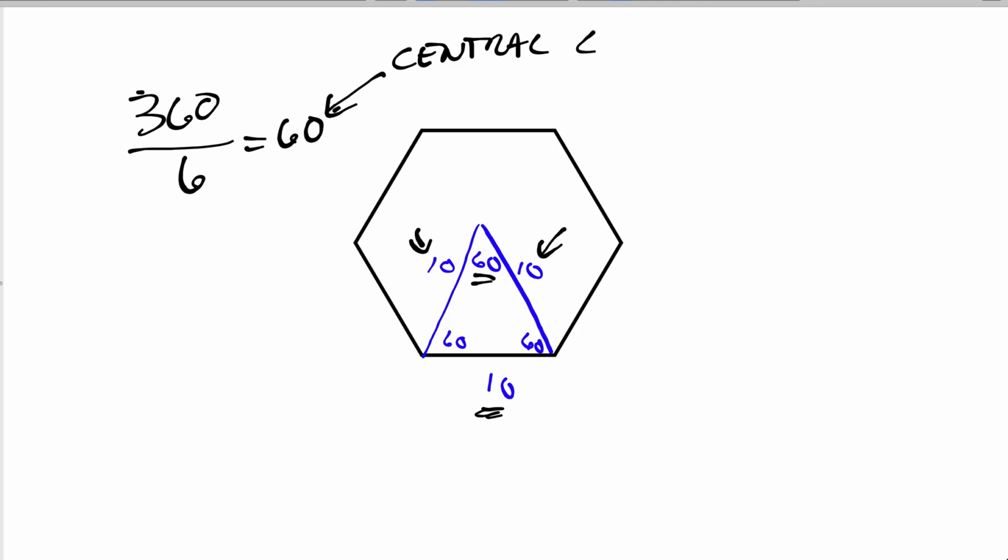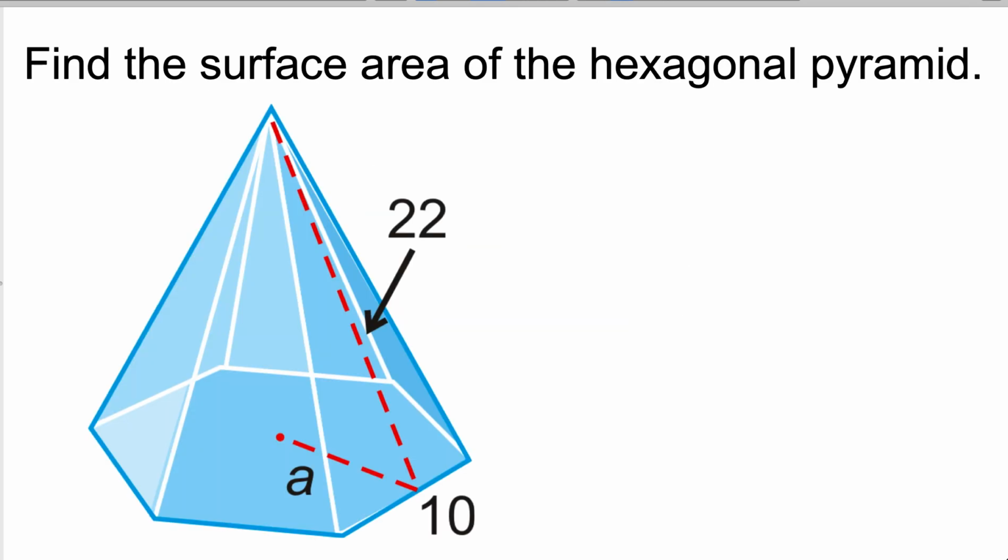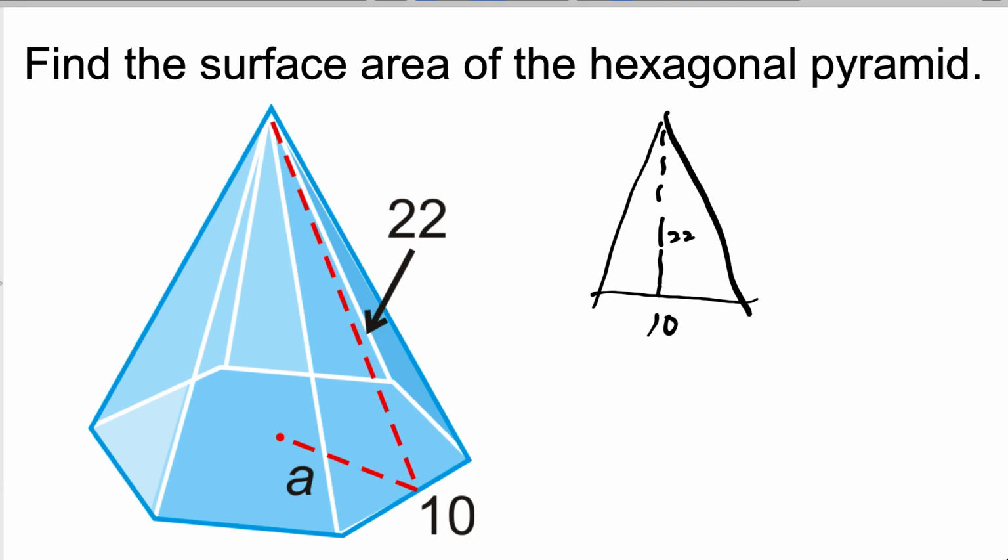So now I can use a little 1/2 ab sine of C. Now I can go ahead and find the rest of my triangle. Now, you also need the side lengths, or the sides, which in this case have a slant height of 22 and a base of 10. But then think about how many of those you need. I'll let you try it. See if you can figure it out.